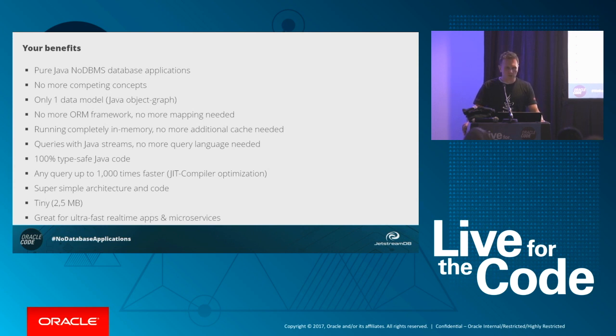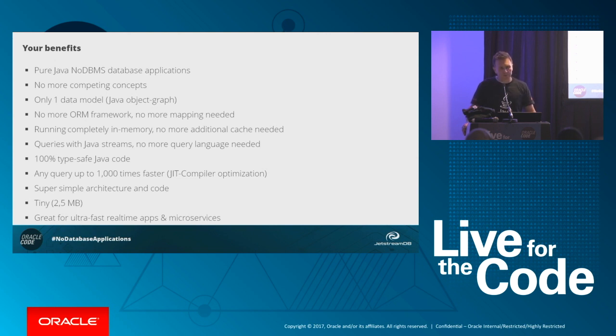You can develop a pure Java application, and this is what we did in our project. The entire B2B platform is a pure Java application without any JPA stuff. We only used Java for that, no more query languages, only Java. We only have one data model. This was the Java object graph.